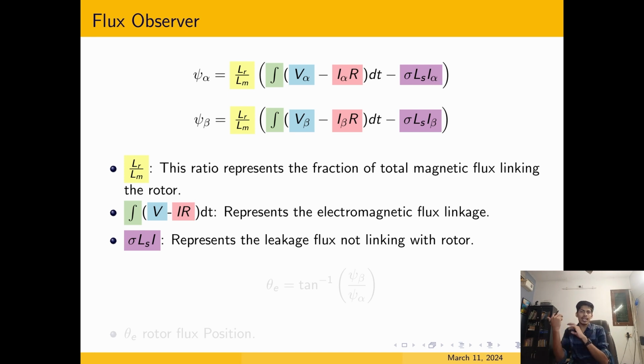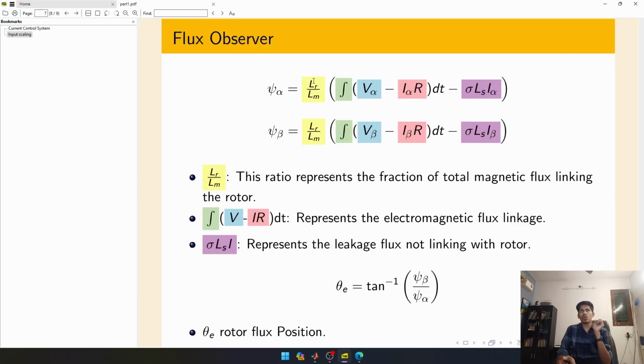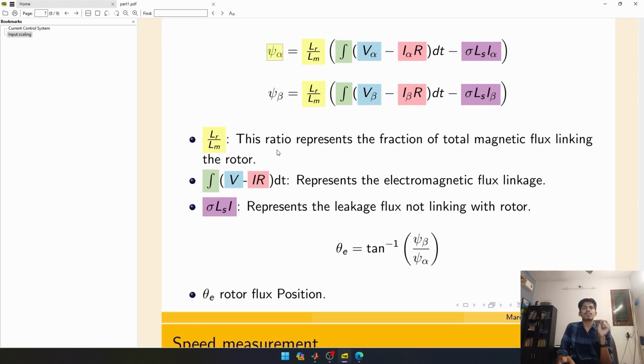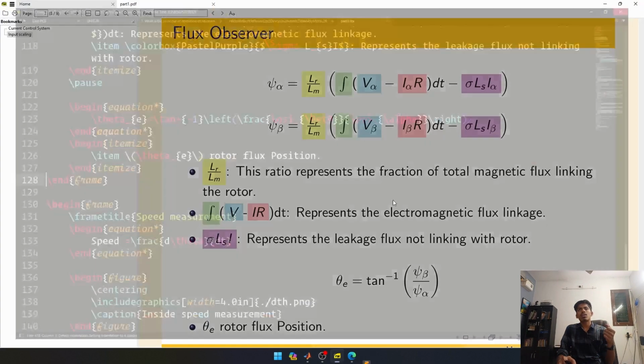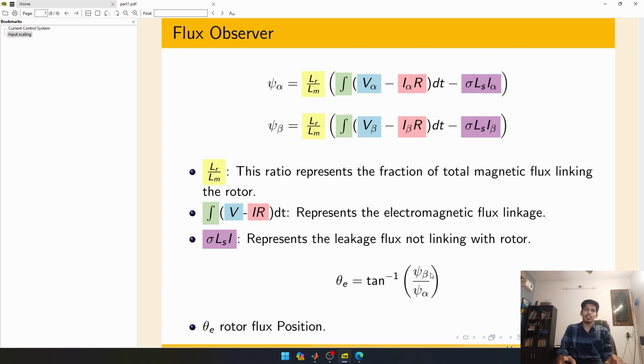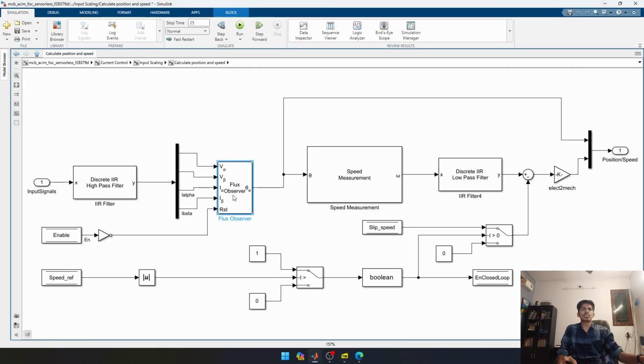We subtract the stator leakage flux from this, and then we also remove the rotor leakage flux. By this fraction, we get the actual rotor flux, the useful rotor flux. If we get these two, that is flux in the alpha axis and flux in the beta axis, we can use this formula, which takes the arc tangent, or tan inverse, of psi beta by psi alpha. Then we get the rotor's electrical position. So that is how this flux observer block works.